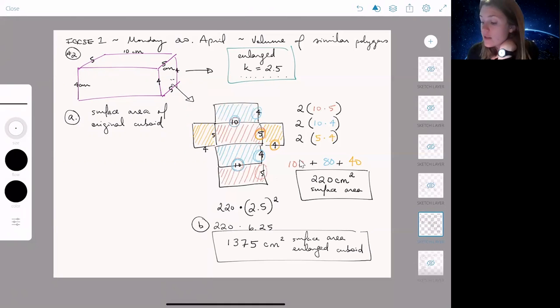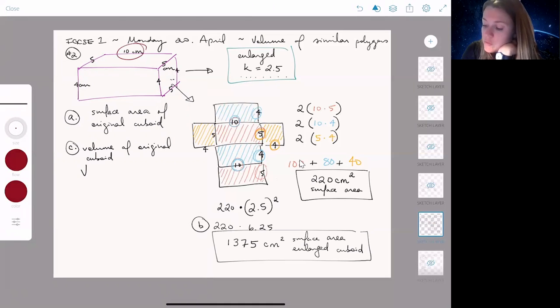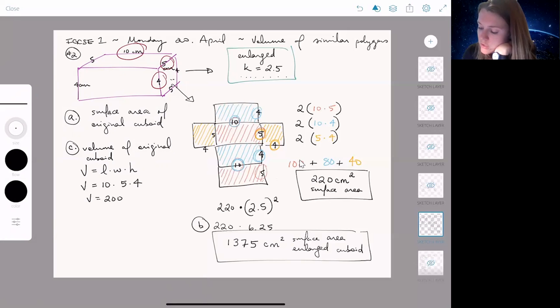So now let's go ahead and move on. Part C asks us the volume of the original cuboid. So the way that you find the volume of a shape like this, we all know, we multiply length times width times height. So our volume is going to be 10 times 5 times 4. 4 times 5 is 20, times 10 is 200. So our volume is 200 centimeters cubed. That's important.